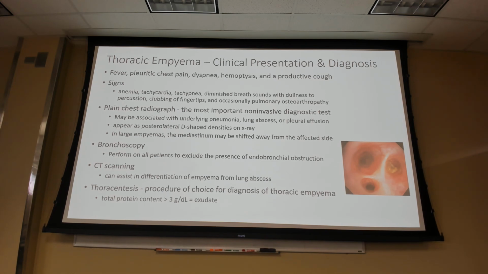These patients all need a bronchoscopy, so we just need to look for any sort of obstruction. And then we get a CT scan on them, and this can help us differentiate. Sometimes it's hard to tell whether it's a lung abscess versus an effusion. And then we need to get a thoracentesis and run the fluid sample on these patients. These ones typically have that elevated protein by this point, and they will be exudative.